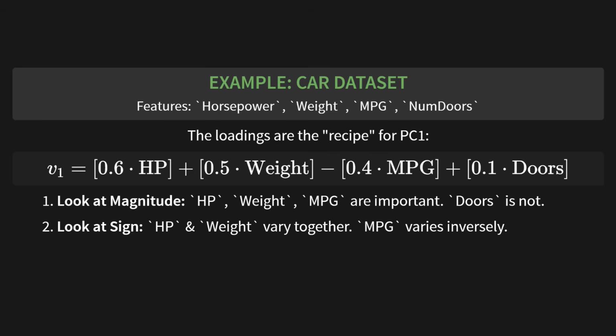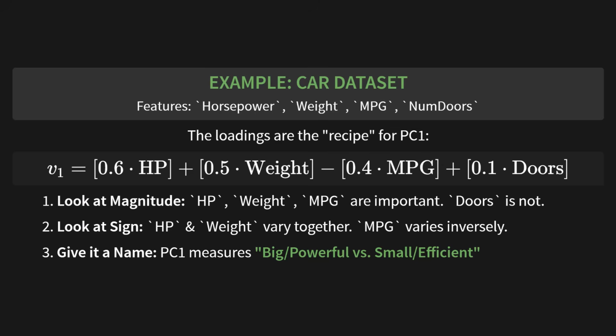So, third step, give it a name. What is PC1 really measuring? It's measuring big and powerful versus small and efficient. You've just translated an abstract vector into a meaningful concept. Now for the final payoff.